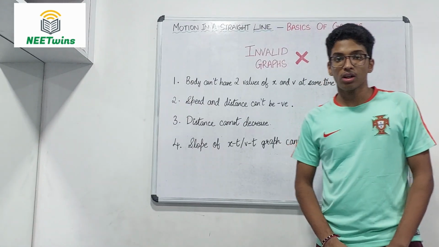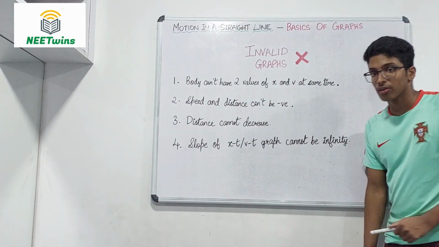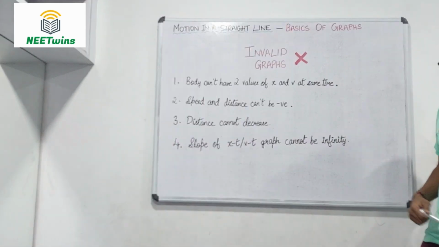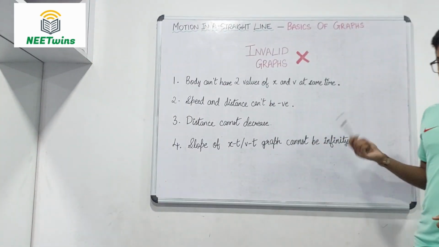Hope all of you have understood whatever is done till now. We come to the last topic of this video, that is invalid graphs. There are a few general cases of invalid graphs which I am going to explain with examples.